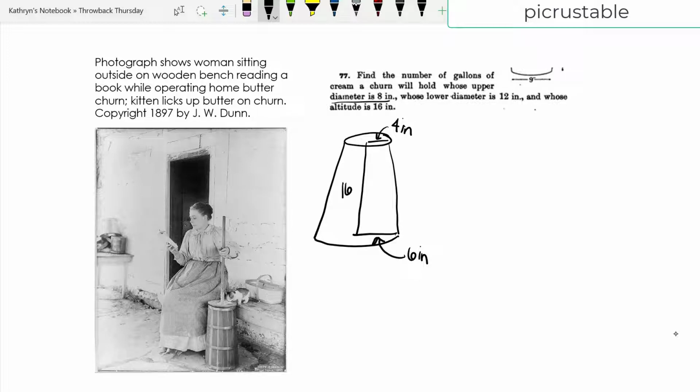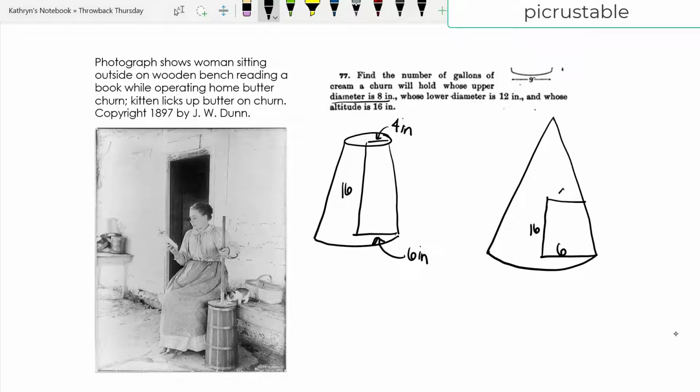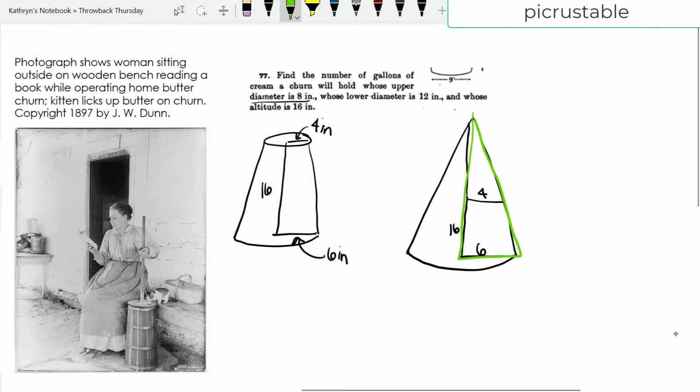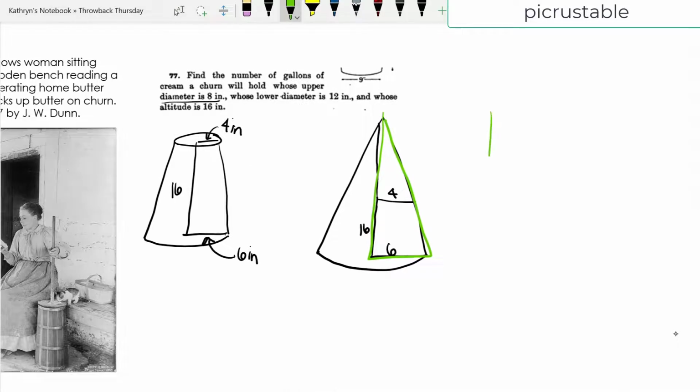We need to draw our cone. And let's just fill in what we know. We know that this is 6 inches. We're going to go up a height of 16 inches. And at that point, the radius then is 4 inches. I'm going to go all the way up here. Let's draw the triangle. I'm going to go over a little bit here. I'm going to redraw this triangle. This gives us 6, 4, 16, but we need to know this. And so that is going to be our x.